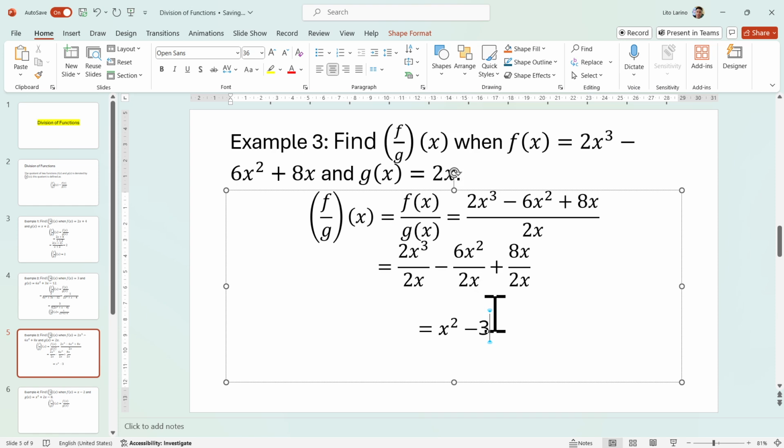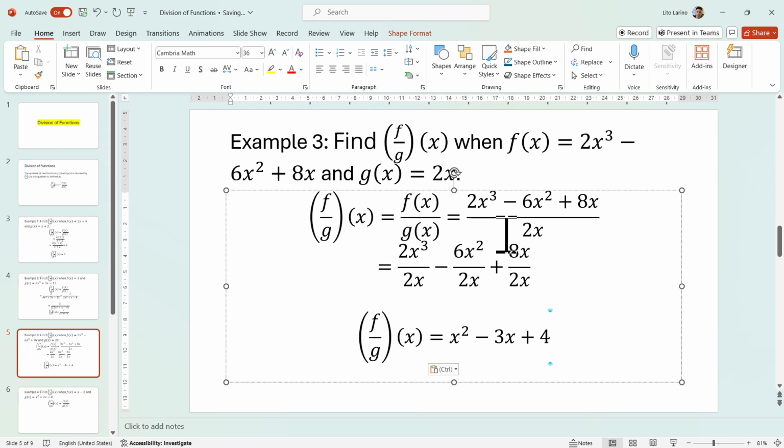We divide also the numerical coefficients, and then x squared divided by x, that is x, 2 minus 1 is 1. So we have x, plus 8x divided by 2x, 8 divided by 2 is 4, and then x, 1 minus 1 is 0, x to the 0 is 1. So the quotient is x squared minus 3x plus 4. When f of x is divided by g of x, the quotient is x squared minus 3x plus 4.